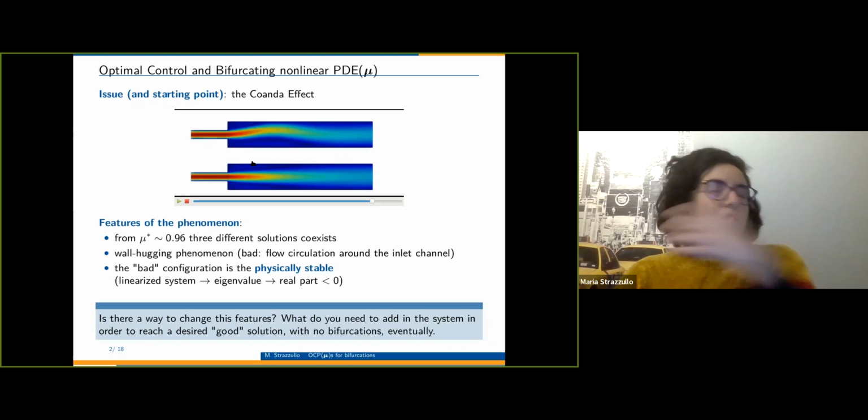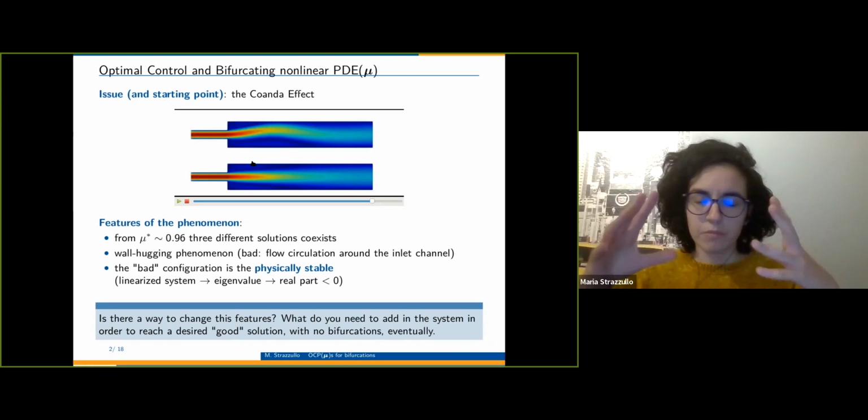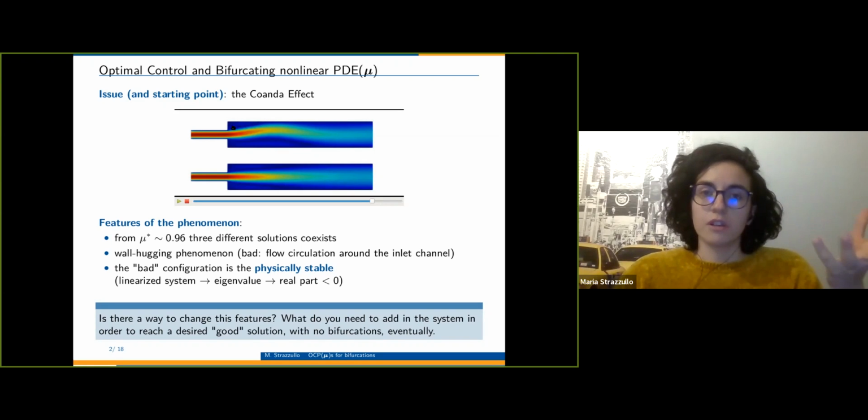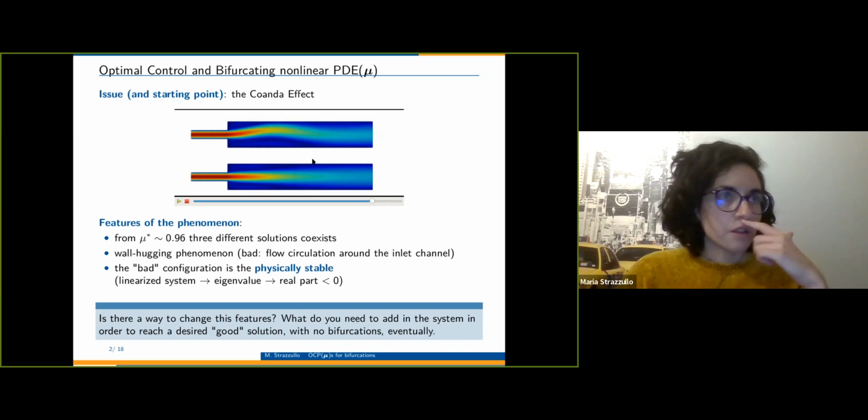However, this configuration is physically stable. What does it mean? Basically, in nature, you will always find this configuration. This means that for this geometry and parameters smaller than this one, you will always observe something like that and never something like that. However, mathematically, this is a configuration that can happen. Now, the problem is that in the real world, you have that and you don't like that.